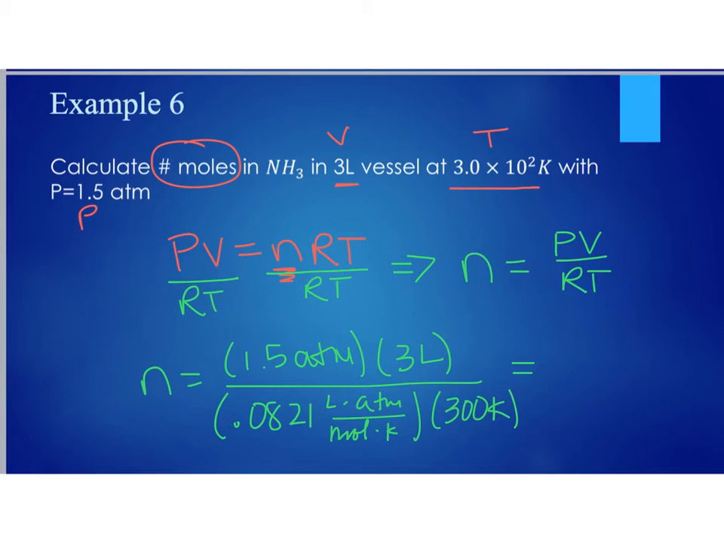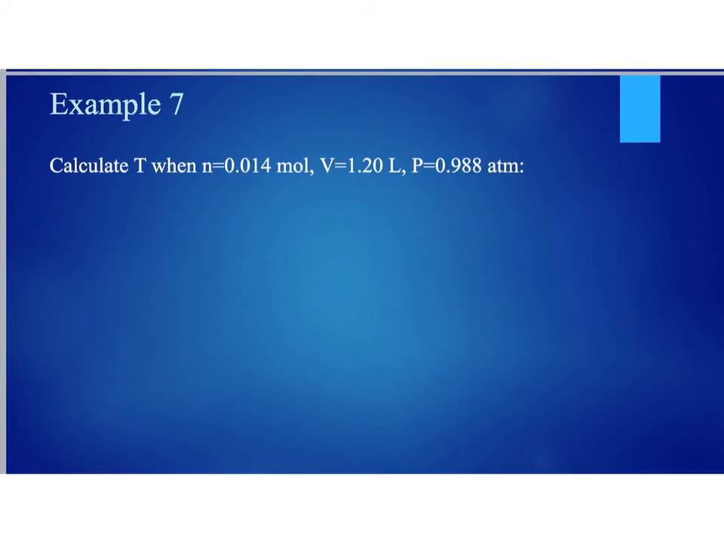And when we multiply and divide this all out, I get 0.18 moles. So there's 0.18 moles of NH3 in a 3-liter vessel at 300 Kelvin with a pressure of 1.5 atmosphere.